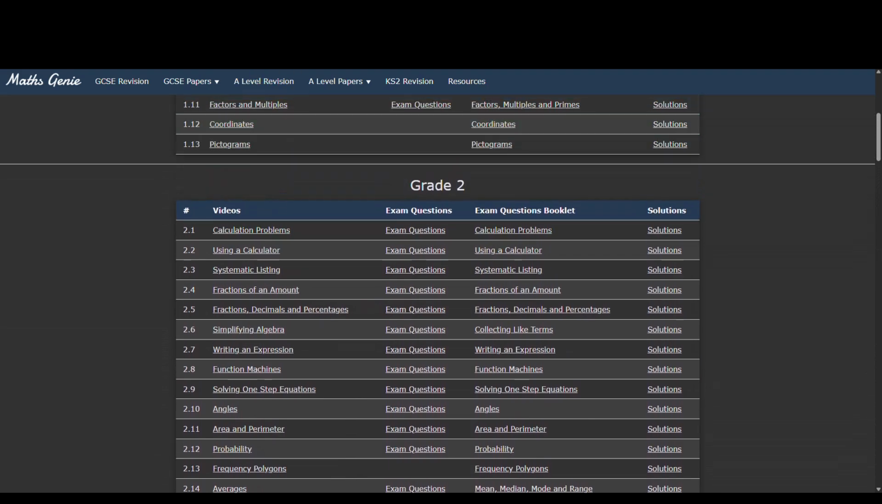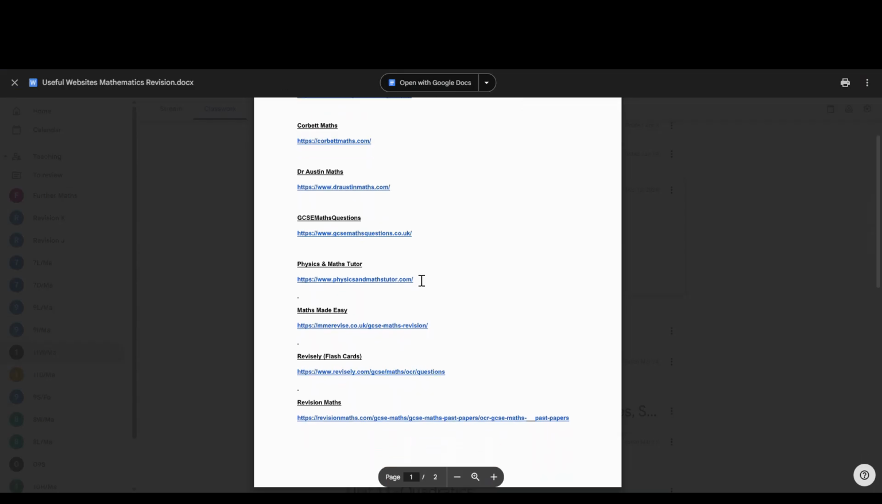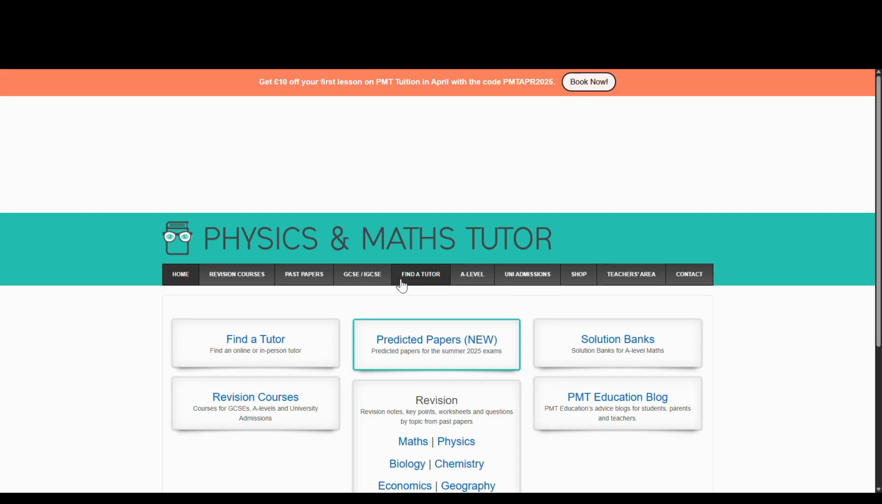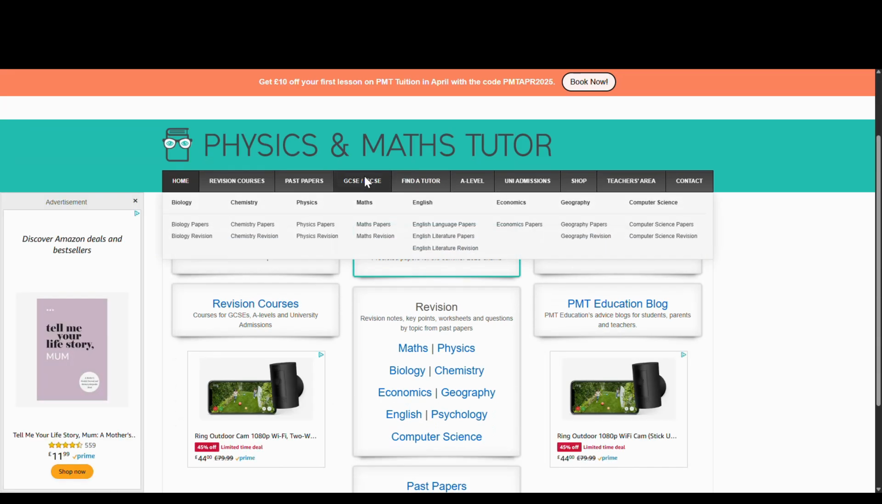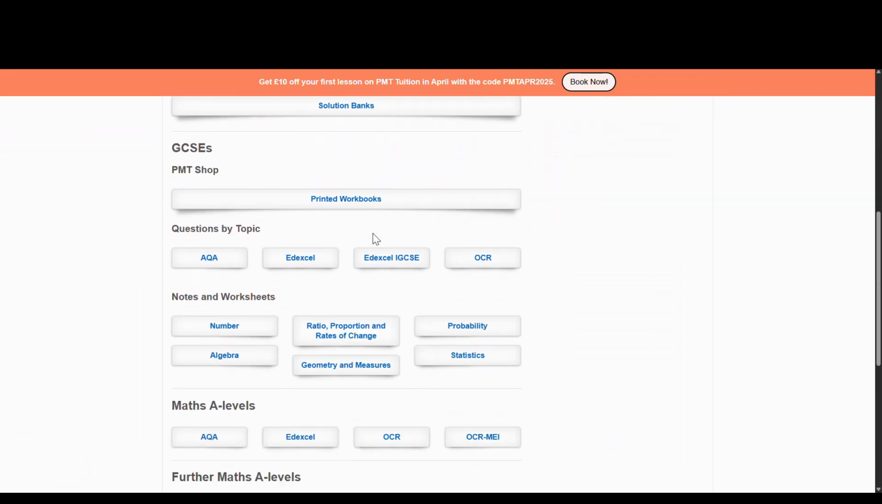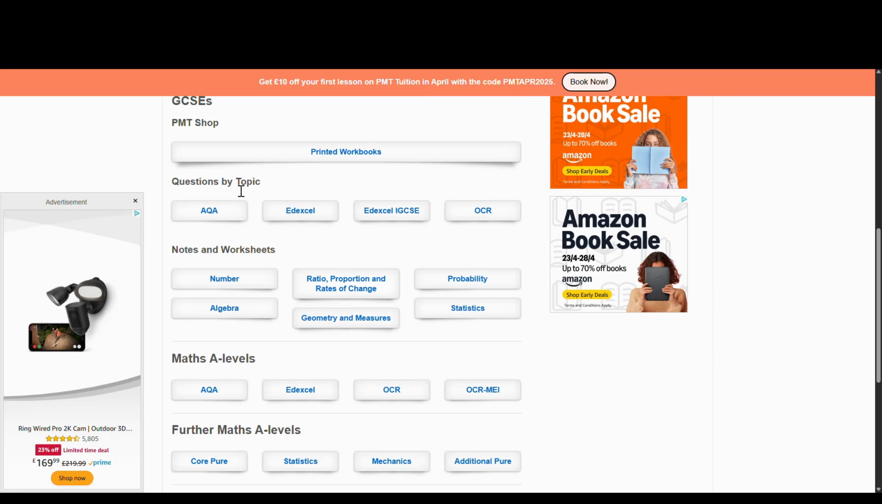Another really good one is Physics and Maths Tutor. What's excellent about this website is if you go into the GCSE section and then into Maths Revision, what they do is questions by topic. Just remember we are OCR, so you would want to go into this section here.